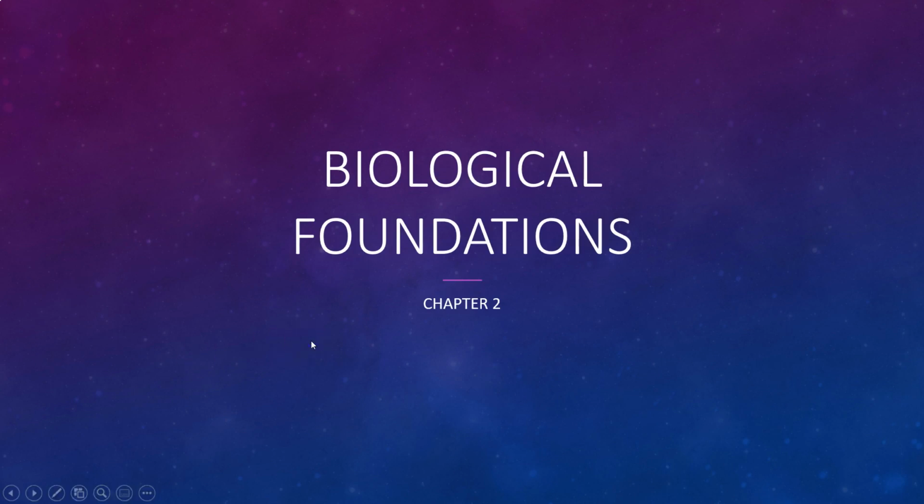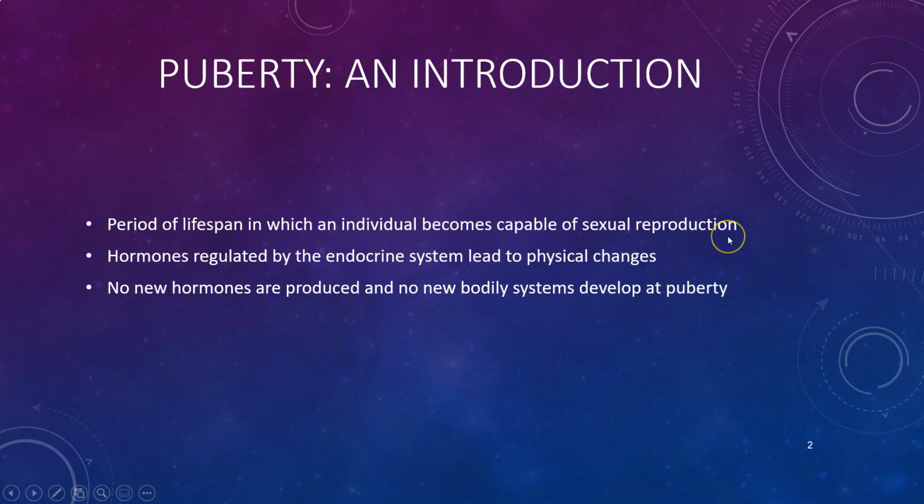So in this chapter, we're talking basically about puberty, which is this period of life during which an individual becomes capable of sexual reproduction. We have hormones that are regulated by the endocrine system that lead to physical changes. It's important to note that during puberty, no new hormones are produced, no new body systems develop. It's just a different level of hormones that create these biological changes at puberty.